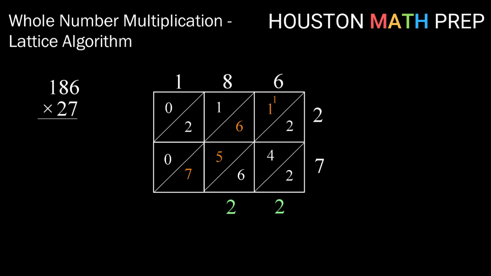Adding up to get our 100s place, we have 7 plus 5 plus 6 plus 1 plus 1 is 20. So we'll bring down the 0 and carry the 2 into the next diagonal. Now we have 2 plus 1 plus 2 is 5. If we had anything in that top diagonal, that would come down to be in our 10,000s place. Since we don't, our final answer here is 5,022.